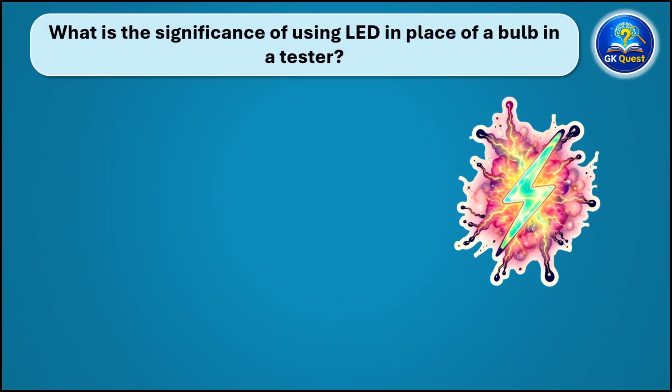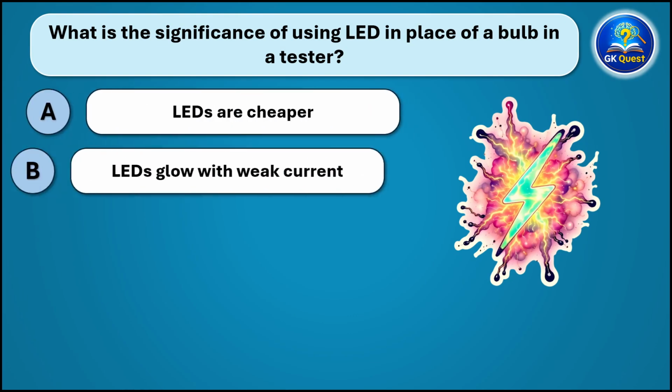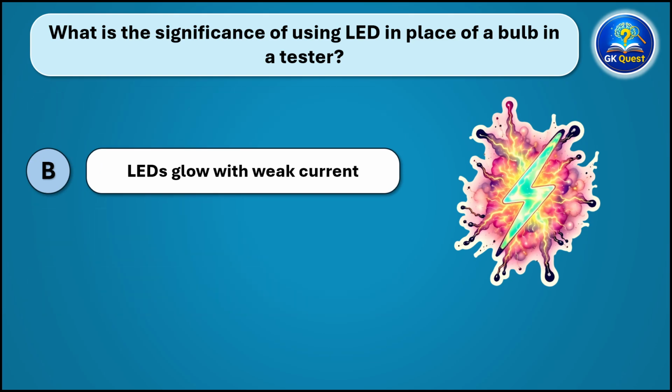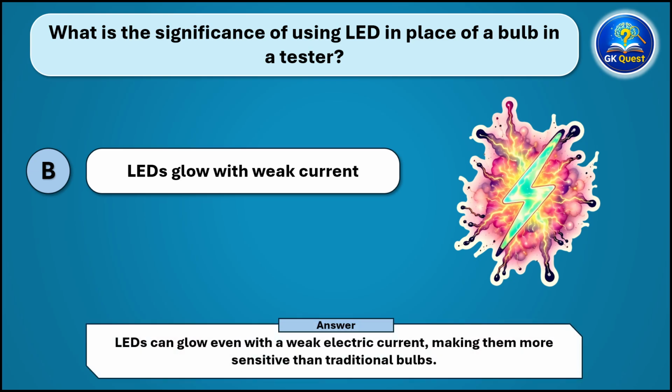What is the significance of using an LED in place of a bulb in a tester? And the correct answer is LEDs can glow even with a weak electric current, making them more sensitive than traditional bulbs.